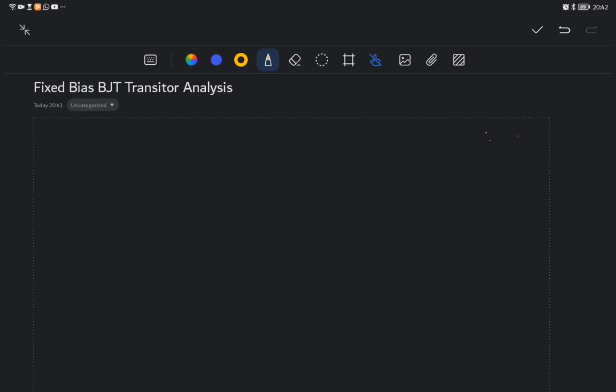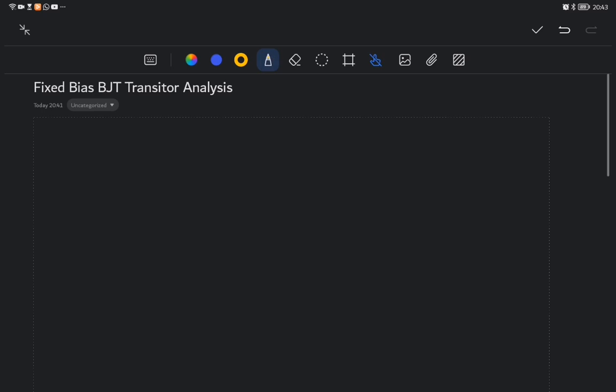Hi guys, Frankenstein here. Today I want us to take a look at the fixed bias BJT transistor circuit, and how to deduce the input and output equations.